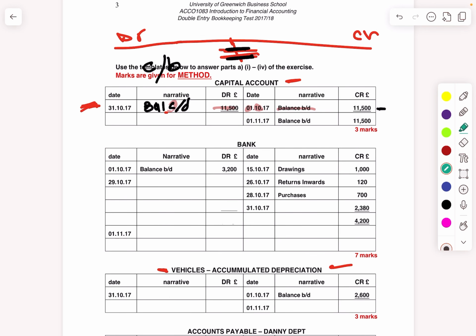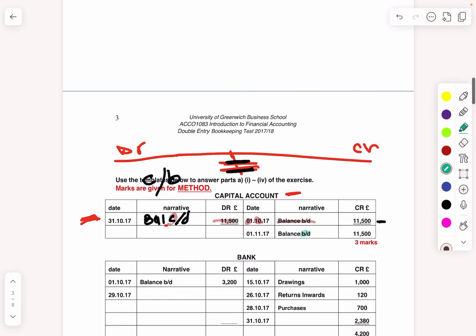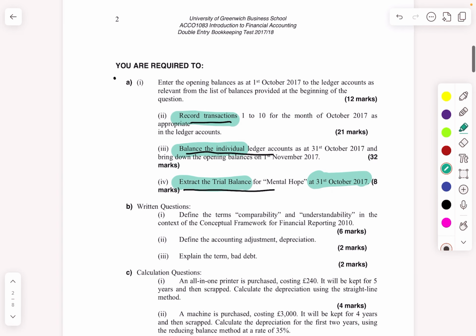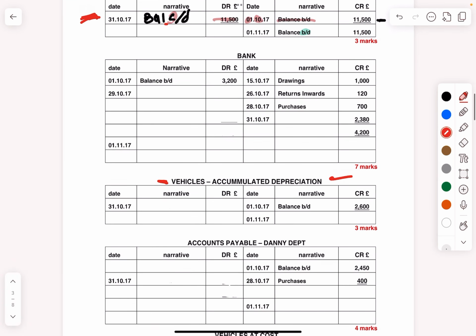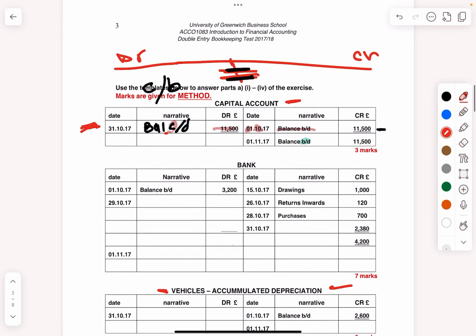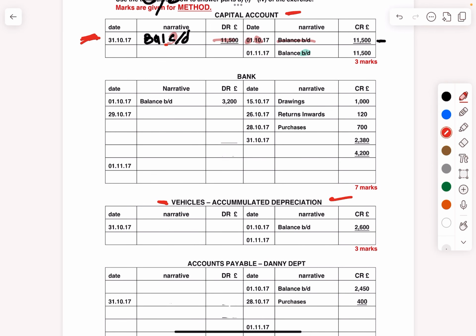The reason why we're doing balance brought down is that in this question, I didn't read the question, sorry guys, it says extract the trial balance for the 31st of October. So we have to do a trial balance for the end of the month, and we're going to use this balance brought down, okay? I know you're a bit confused now, but let's go through bank and then I can explain everything, okay?